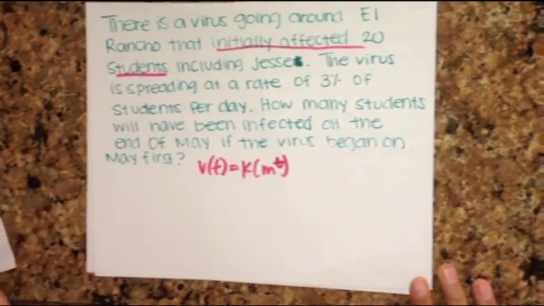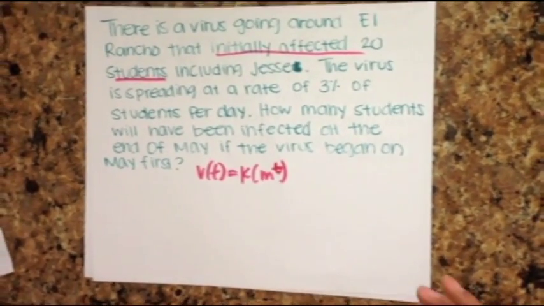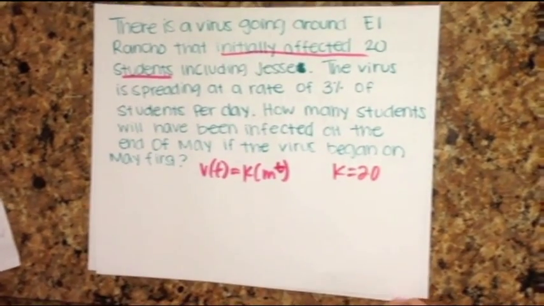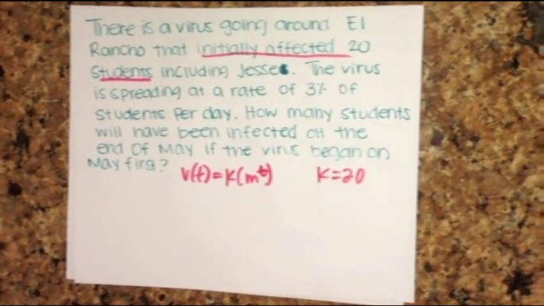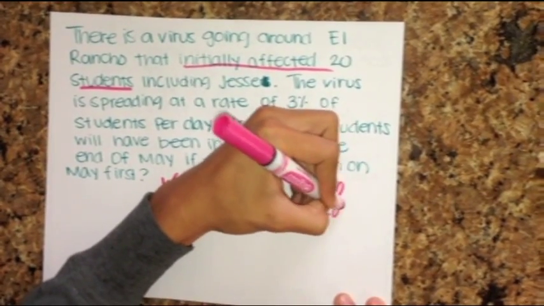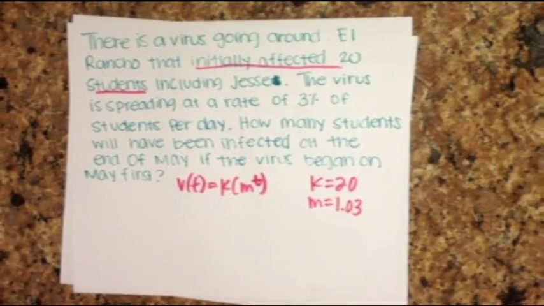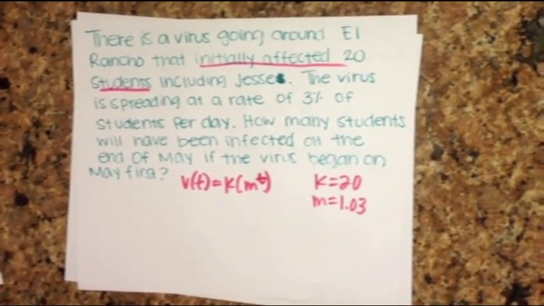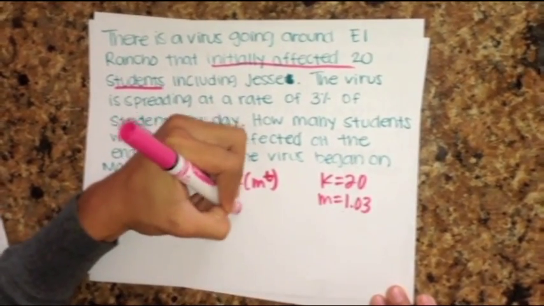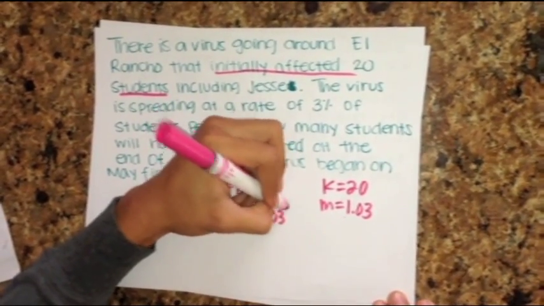Okay. Since 20 students are being affected, the initial value, or K, is equal to 20. Since 3% of the students are being affected per day, M is equal to 1.03. Why? Because the quantity is growing, so we add the 1. So our new equation would be V of t is equal to 20 times 1.03 to the t.